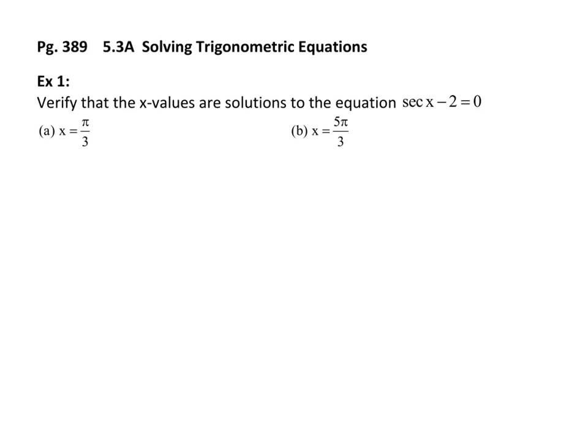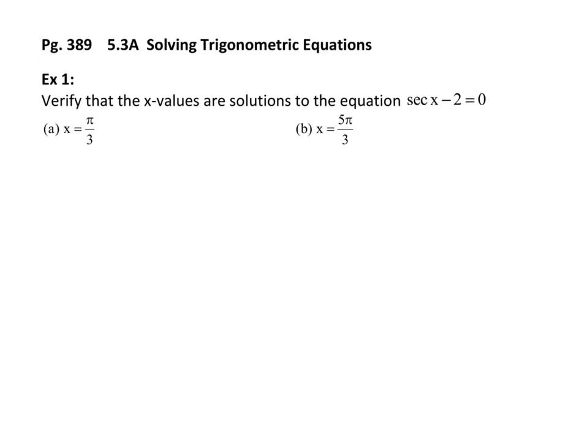Okay, starting at 5.3a, example 1, verify the x values are solutions to the equation. Here they give us this rotation measurement, pi over 3, and that's radians. If I wanted to convert this to degrees, I would just multiply by 180 over pi, and I get 60 degrees. So if I build a triangle, I rotate 60 degrees.